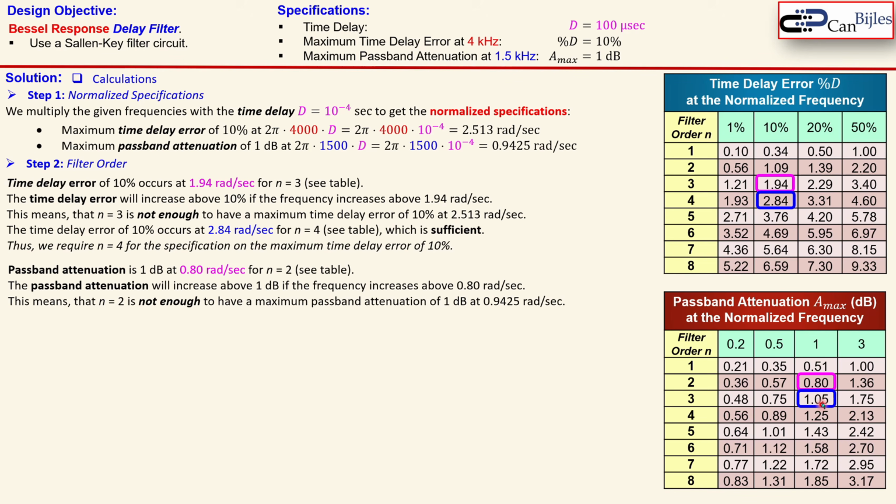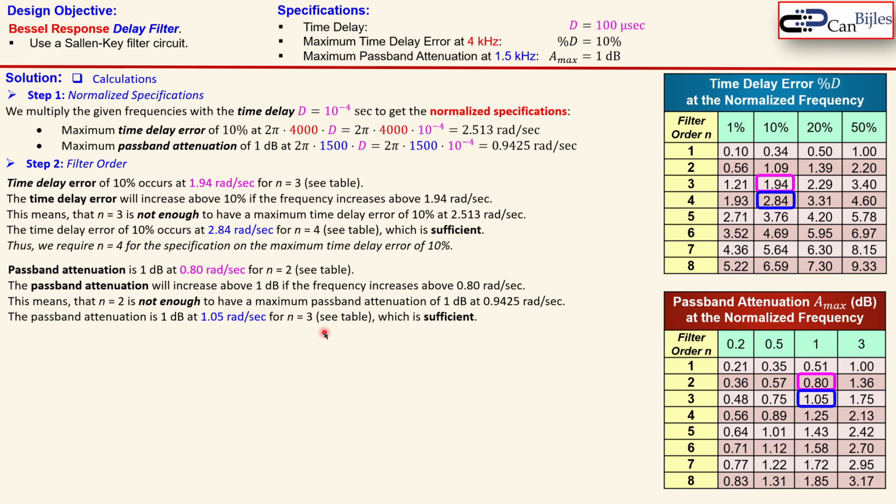Now, looking at again the table, we can go up and you see here 1.05 radians per second. That is again the normalized frequency, and that is larger than what we have here. So this is indeed sufficient. So if, for example, you go here, you will not reach this value. That is actually the maximum value you can get here in your specifications. So this will do the job for the passband attenuation. But we have two specifications. We have the maximum time delay error and the maximum passband attenuation. Now for the first one we had NS4, and the other one will have NS3.